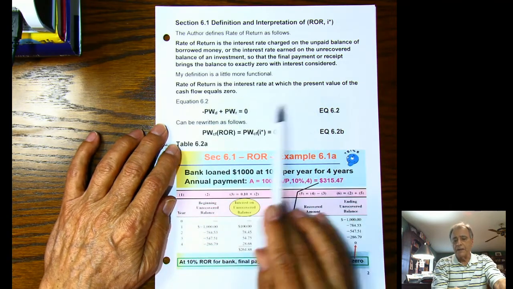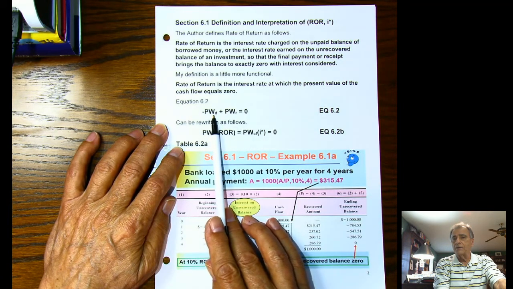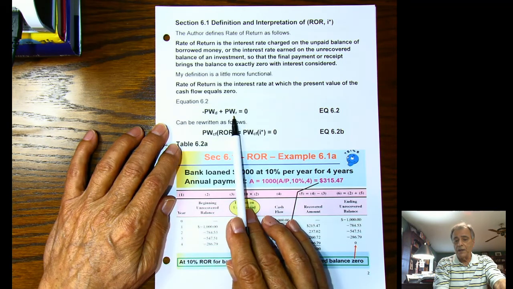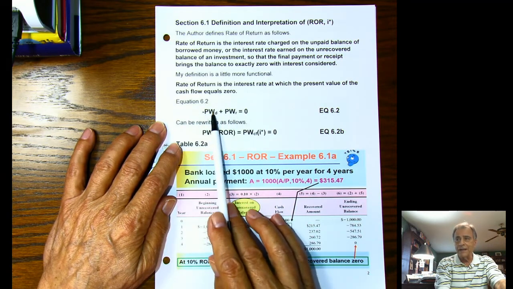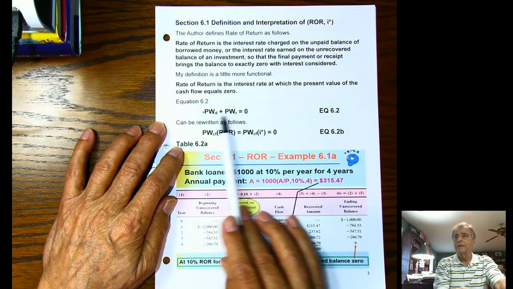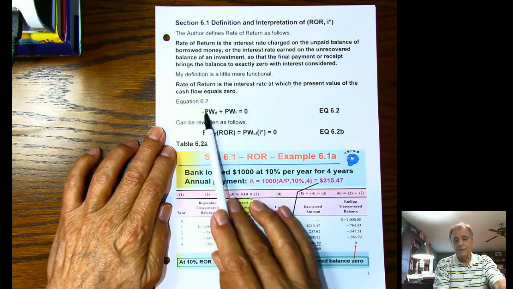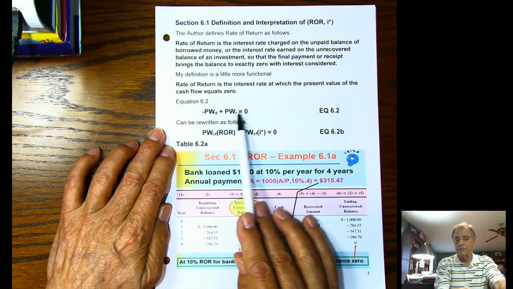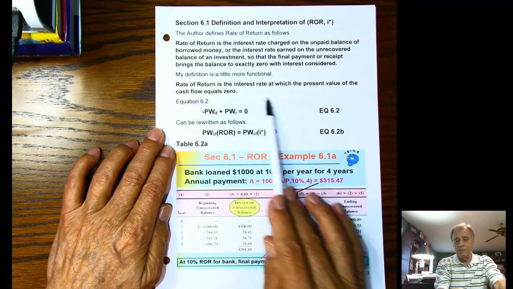So the author in equation 6.2 says if you subtract the present worth of the disbursements from the present worth of the receipts, in other words, these are the positive cash flows, these are the negative cash flows, you're going to get zero if you do it at the rate of return rate. And so if we calculate the present worth of the disbursements and the present worth of the receipts and subtract, we'll get zero. And that's basically what I'm saying.